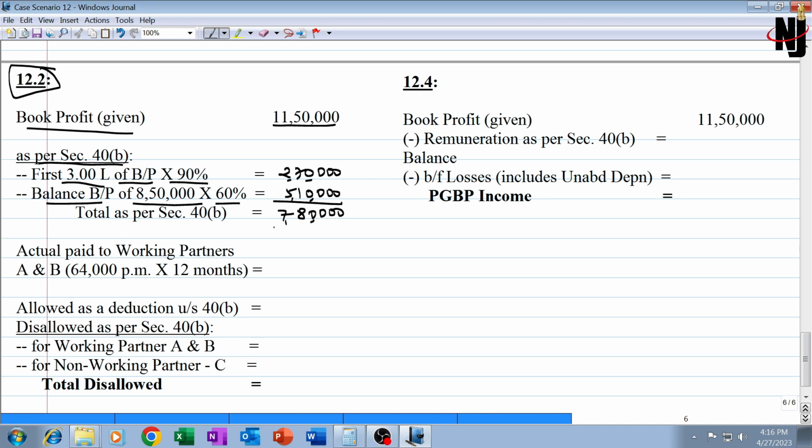7,80,000 is allowable, but this is allowable to working partners. How much is actually paid to working partners? Only A and B are working.